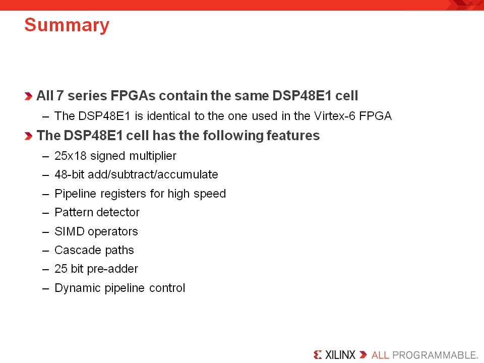So the first thing we want to point out is that all 7 series FPGAs contain the same DSP48E1 cell. The DSP48E1 cell is identical to the one used in a Virtex-6 FPGA. It's commonly referred to as just a DSP slice. It has the following features: a 25 by 18 signed multiplier, a 48-bit add-subtract accumulator, that's a programmable functionality, so it can be either of those, pipeline registers for high-speed pipelining, a pattern detector, SIMD operators, a cascade path that allows you to do very high fan-in functions and improve your system speed, a 25-bit pre-adder, and dynamic pipeline control.